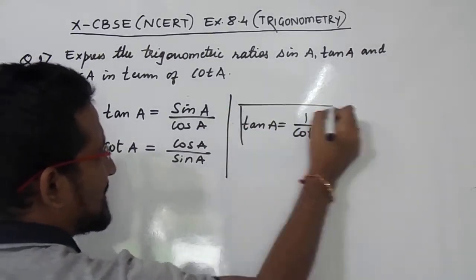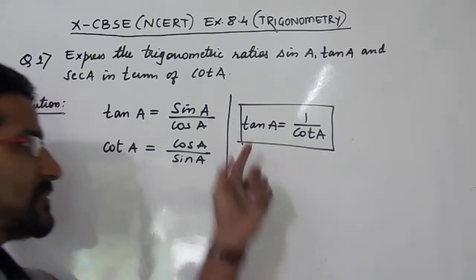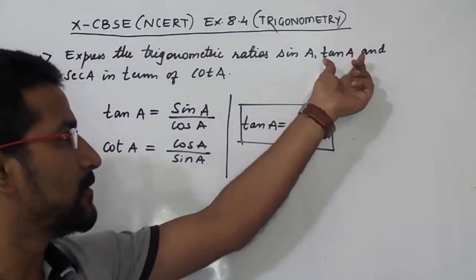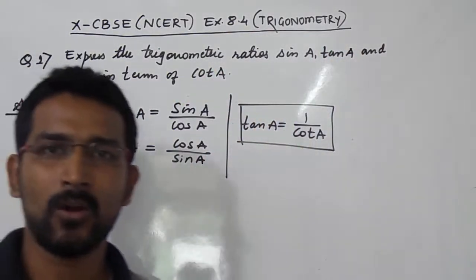So this is the easiest one. tan A is equal to 1 upon cot A. So this is the relation between tan A and cot A. We wanted to express this tan A in terms of cot A, so tan A is 1 upon cot A.